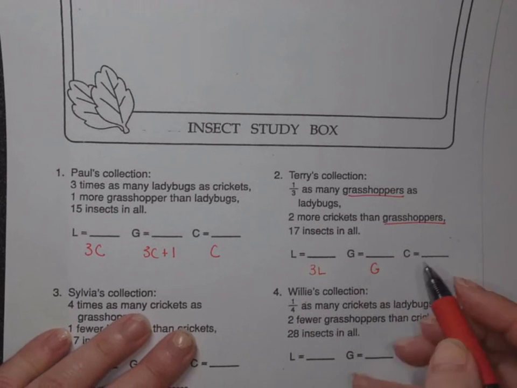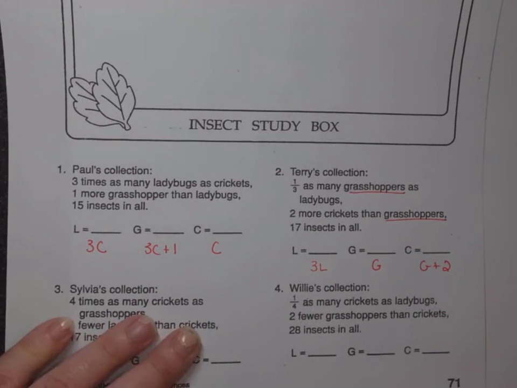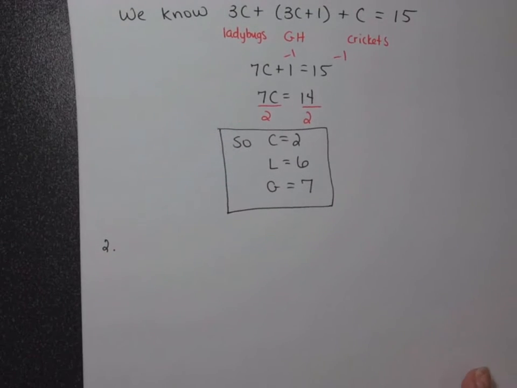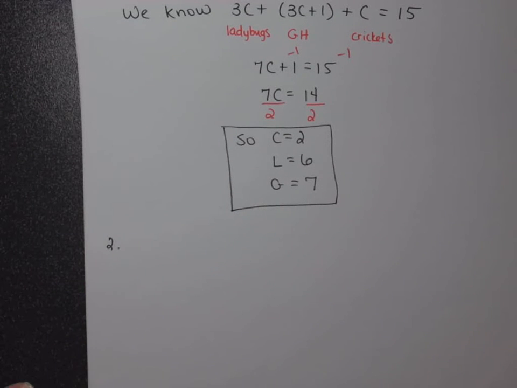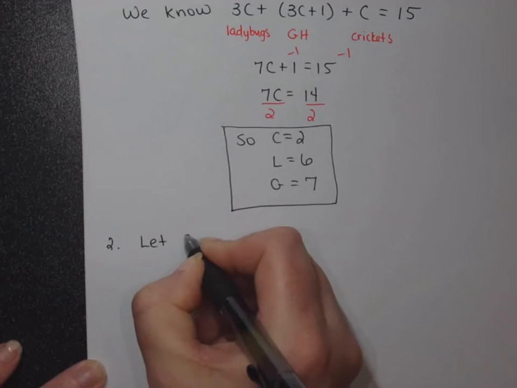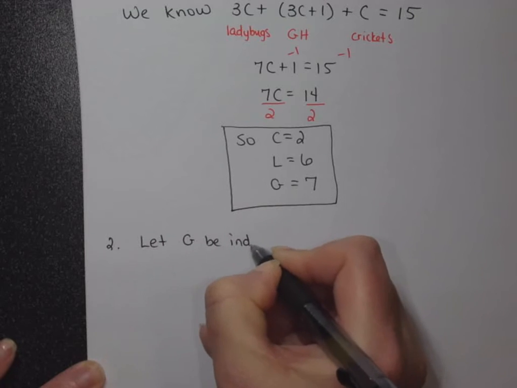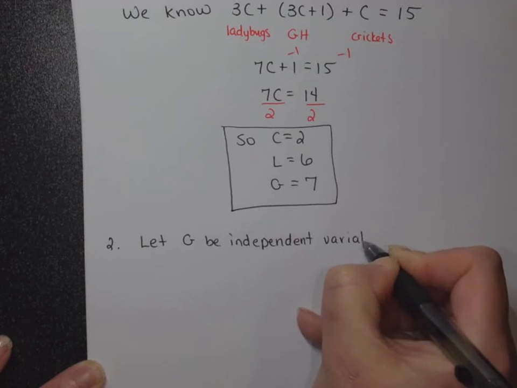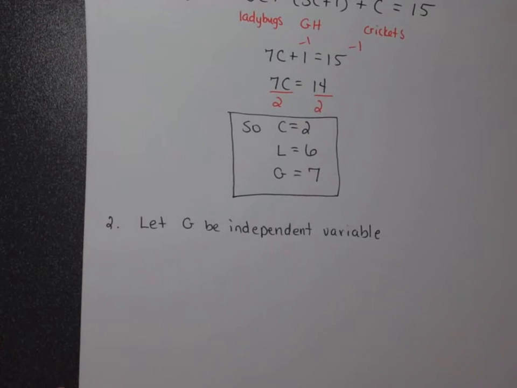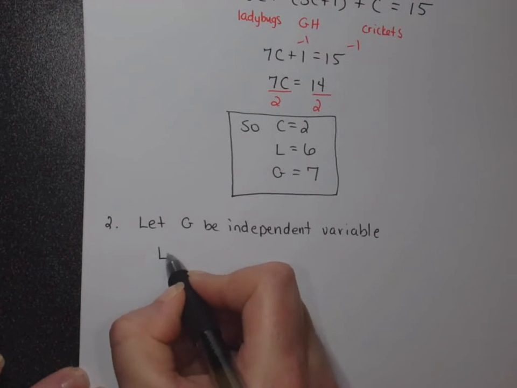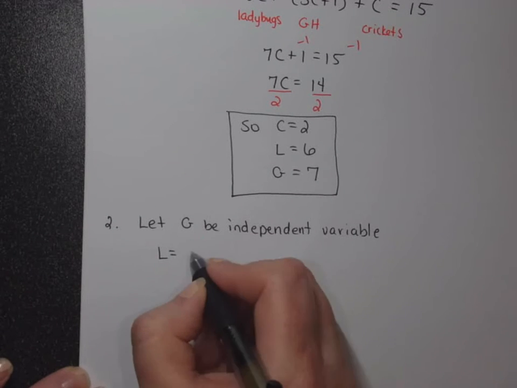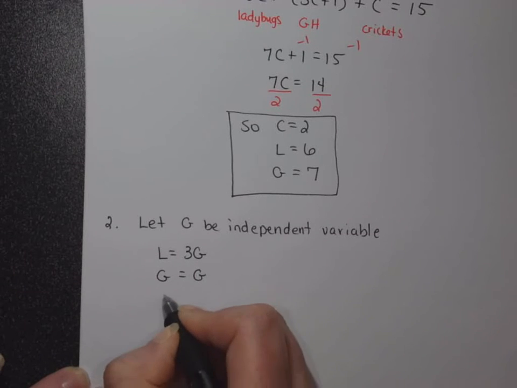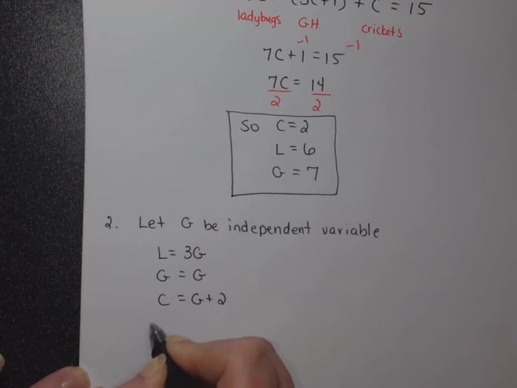And then we have 2 more crickets than grasshoppers. Notice this one, the transition is pretty easy to eliminate the variable. All right, so let's write down what we've got. We'll let G be the independent variable. So if you're going along on your homework and it seems like, gosh, this is a little more complicated than the examples Ms. Newton showed, it might be that you're making it overly complicated on yourself because you're picking a more complicated independent variable. So L is 3G, G is itself, and C is equal to G plus 2.